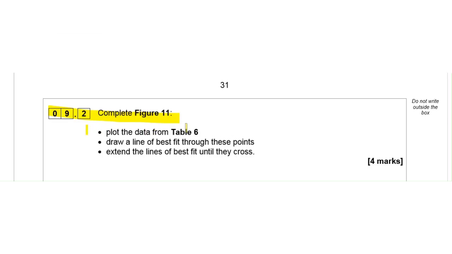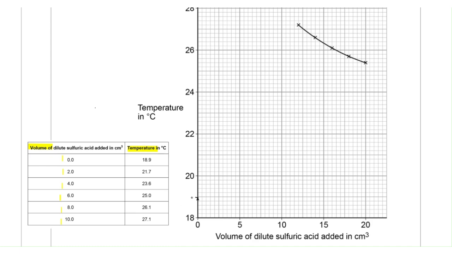9.2. Complete figure 11. Plot data from table 6. Draw a line of best fit through these points. Extend the lines of best fit until they cross. This is for 4 marks. I'm sure you've done many graphs like these before. I've got the table of results. I've copied it and posted it down here. And go through, and each time you put a plot on, tick it off, then you know you've not missed any out or done any twice. And we'll see the line of best fit emerge.